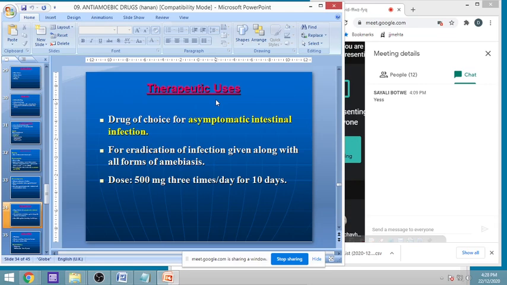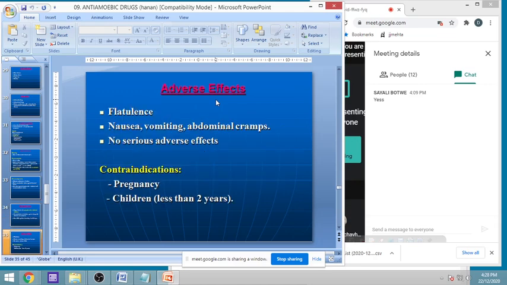Dose is 500 mg 3 times a day for 10 days. Adverse effects are flatulence, nausea, vomiting, abdominal cramps. Otherwise there are no serious adverse effects. If there is no cardiovascular disease already present in the person, then it is safe.